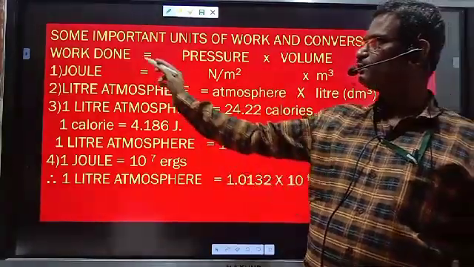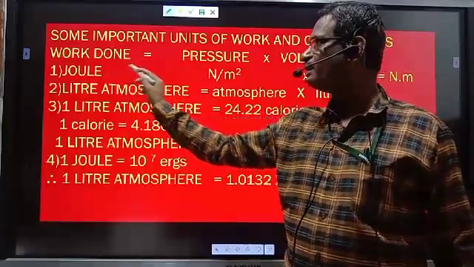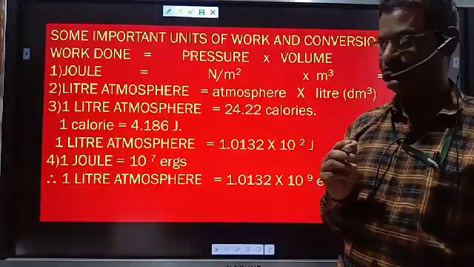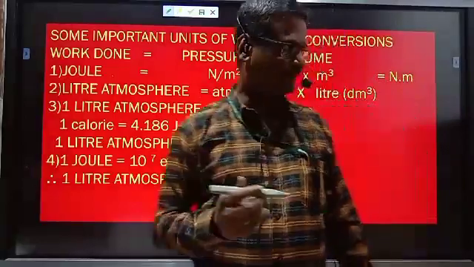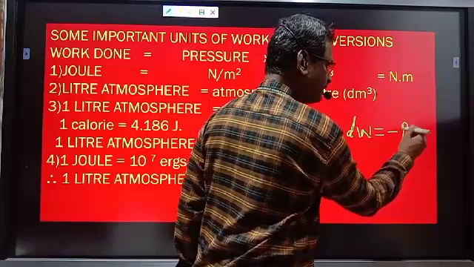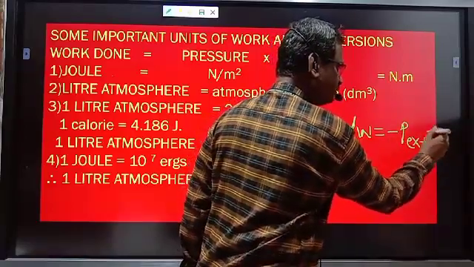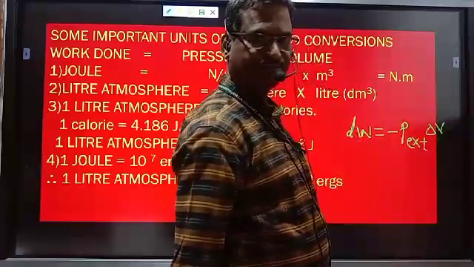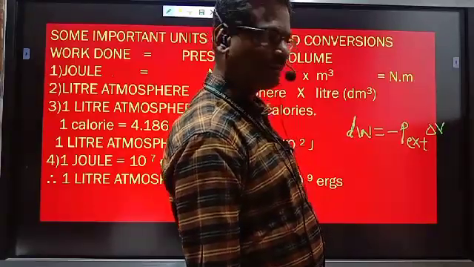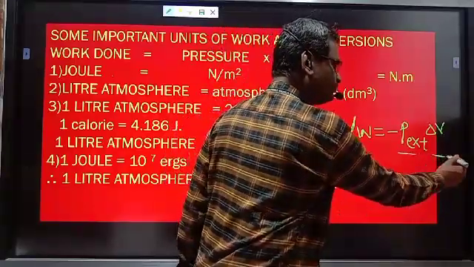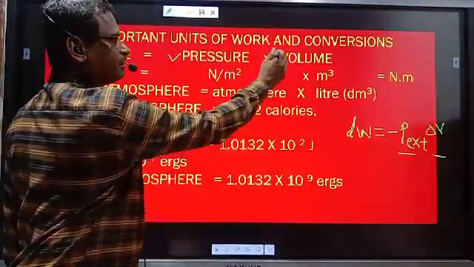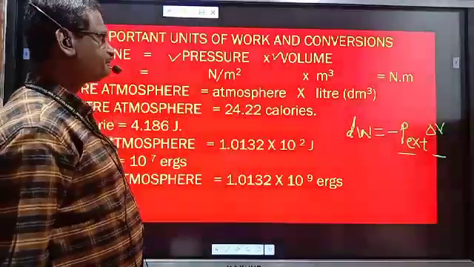The unit of work and unit of energy is joule. For work done, we have studied the expression: dW equals minus P external into change in volume. Here it is nothing but pressure and volume; change in volume means volume. Therefore, work done is a product of pressure and volume from that expression.